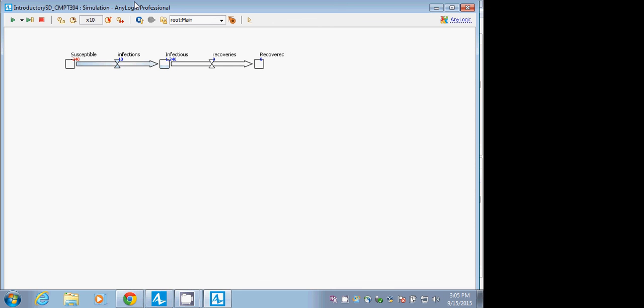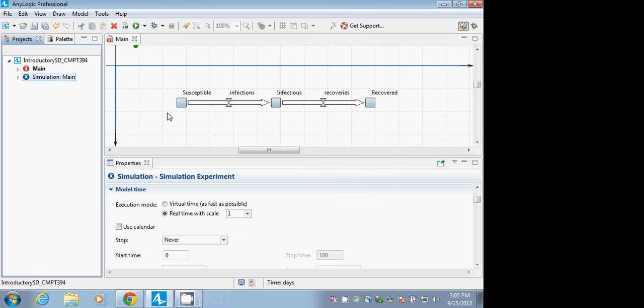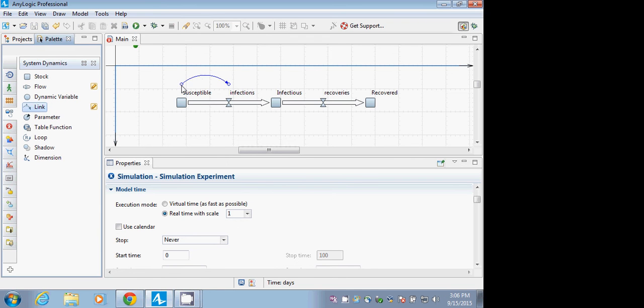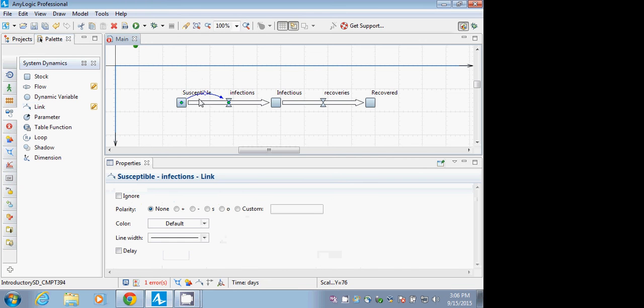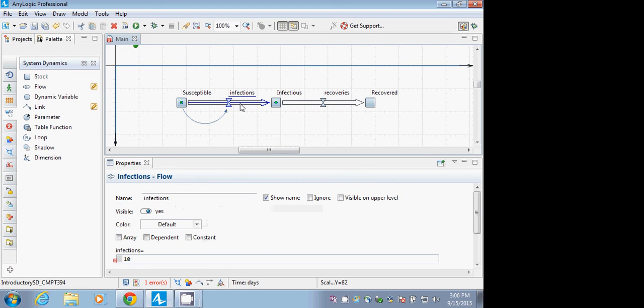Okay, so ladies and gentlemen, how can we fix this? Yeah. Okay, so we're going to add a dependency here. Add a dependency between susceptible and infections. In other words, the rate of infections, the number of people getting infected per unit time, will depend on the current state of the system, the number of susceptibles. Does that make sense? Okay.